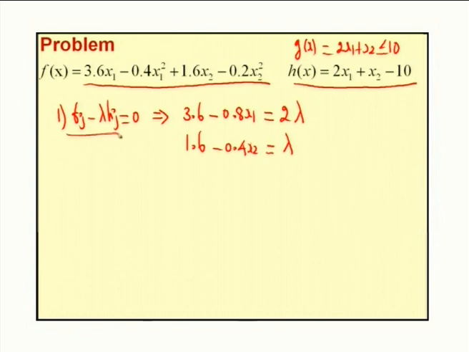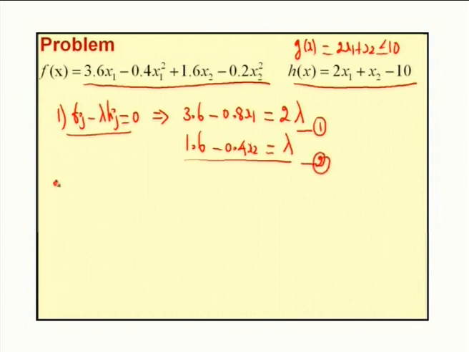So, the first condition f j minus lambda h j equal to 0 implies two equations. The first one is dou f by dou x 1 minus lambda into dou h by dou x 1, which gives the first equation, and dou f by dou x 2 minus lambda into dou h by dou x 2 gives the second equation.